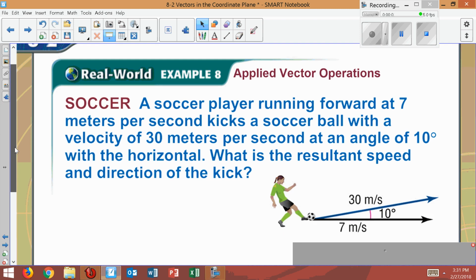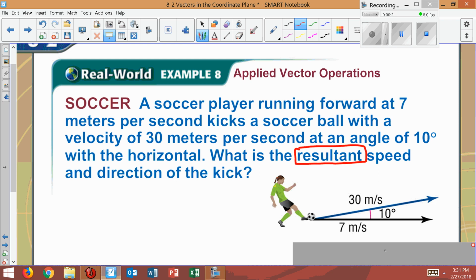Example 8, applied vectors operation. It says, a soccer player is running forward at 7 meters per second, kicks a soccer ball with a velocity of 30 meters per second and an angle of 10 degrees with horizontal. What is the resultant speed and direction of the kick? Now remember, resultant means we're adding two vectors together. That's what this word means here.